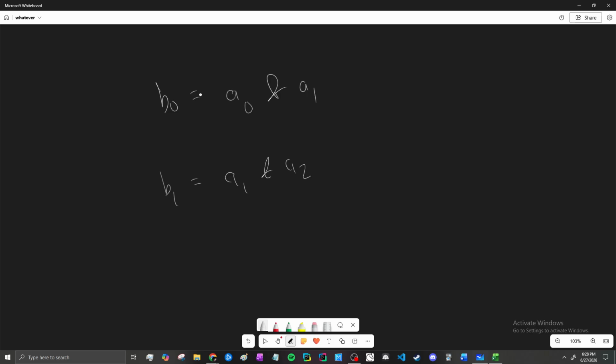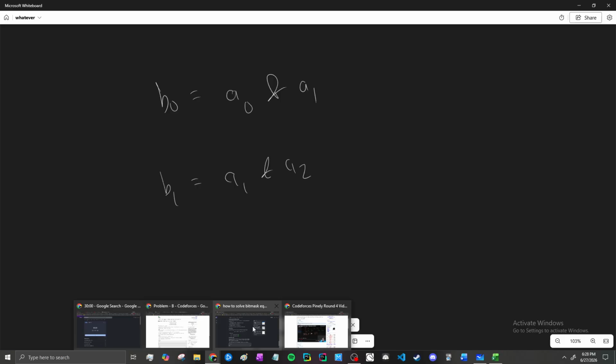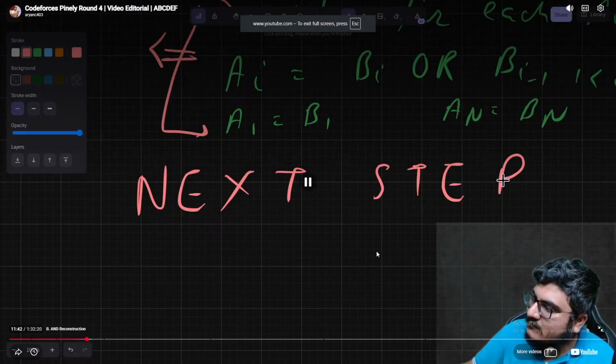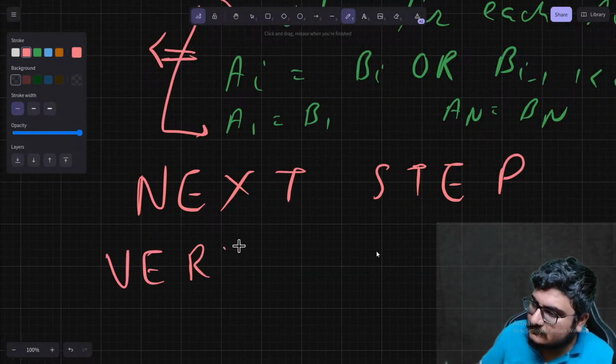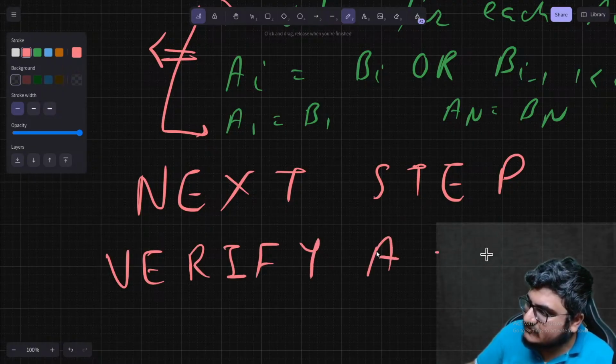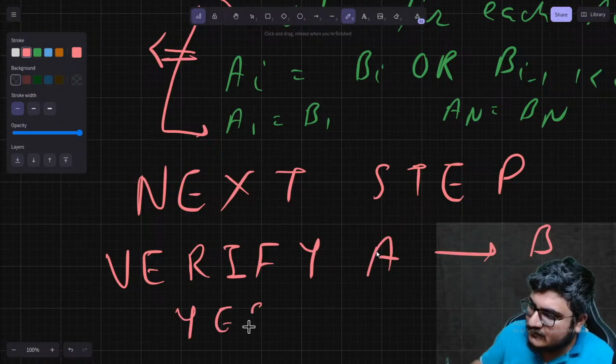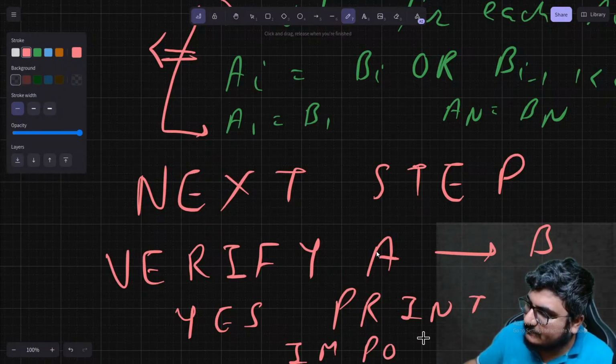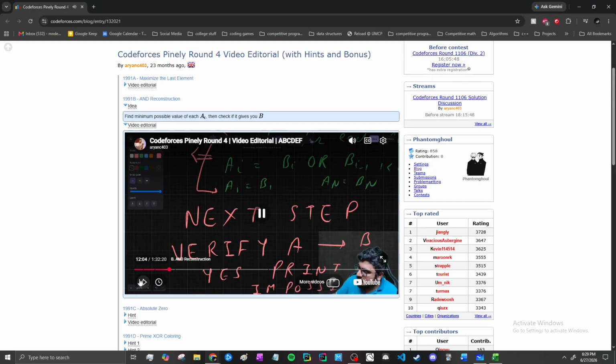And so in a simple sense, it is verify: A gives us B. If yes, print A. Otherwise, say impossible.